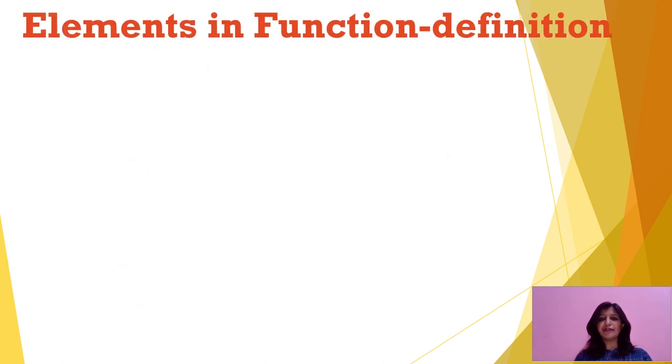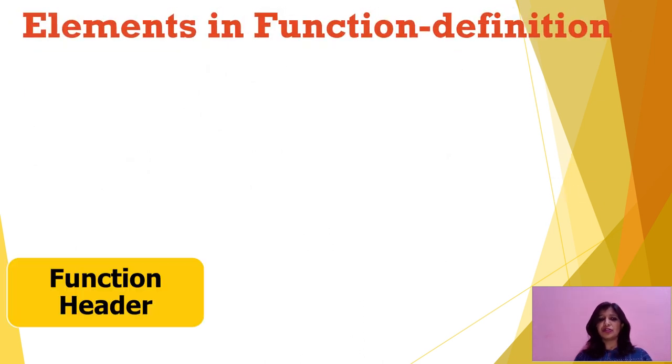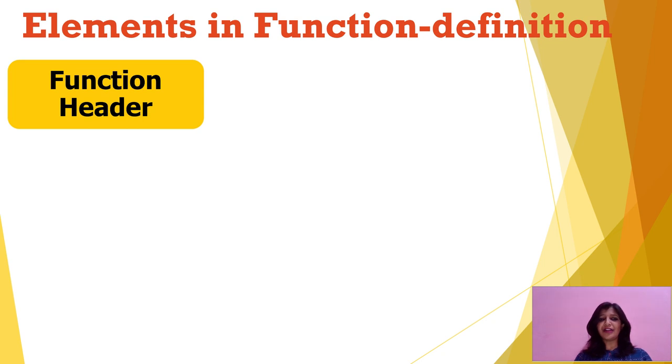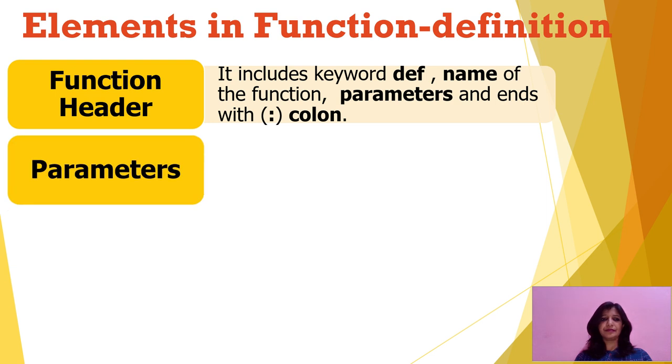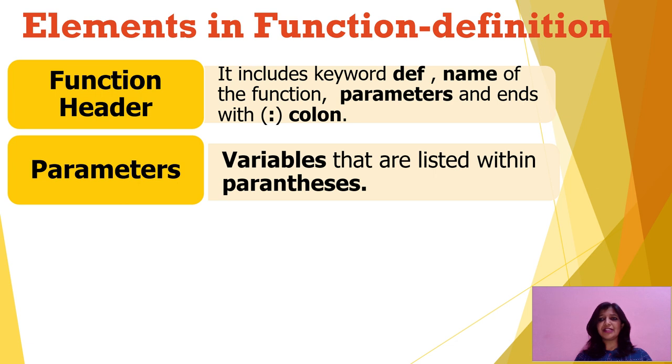If we need to define a function in our program, first we have to define the function header. The function header includes the keyword def, the name of the function through which the function can be called, and the parameters. The function header ends with a colon, and it is going to produce the indentation. Parameters are the values upon which the function performs its task, and they are listed within parentheses.